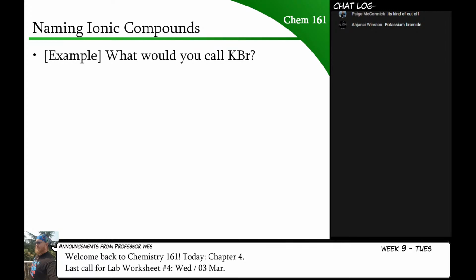There you go. Very good. Potassium bromide. So name the metal. It's potassium. Name the nonmetal with "ide." It's bromine. Get rid of that "ine" and make it "ide."